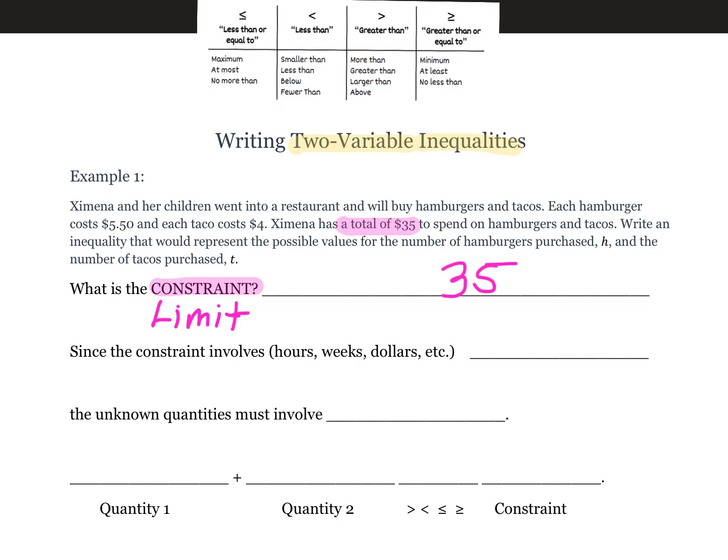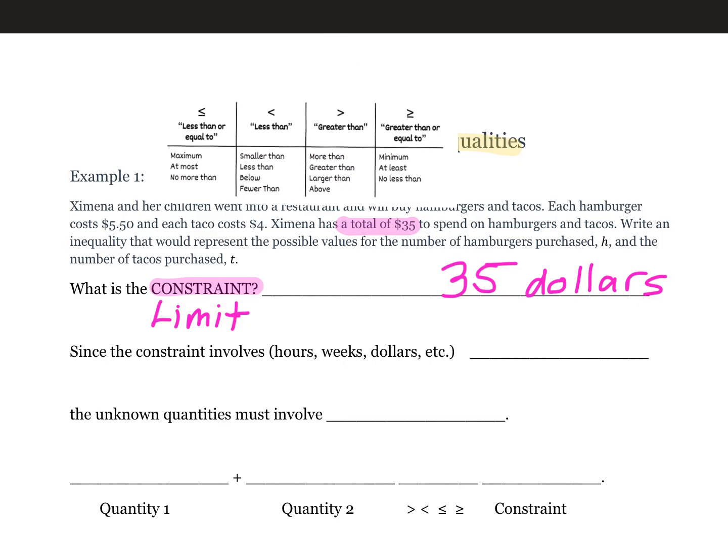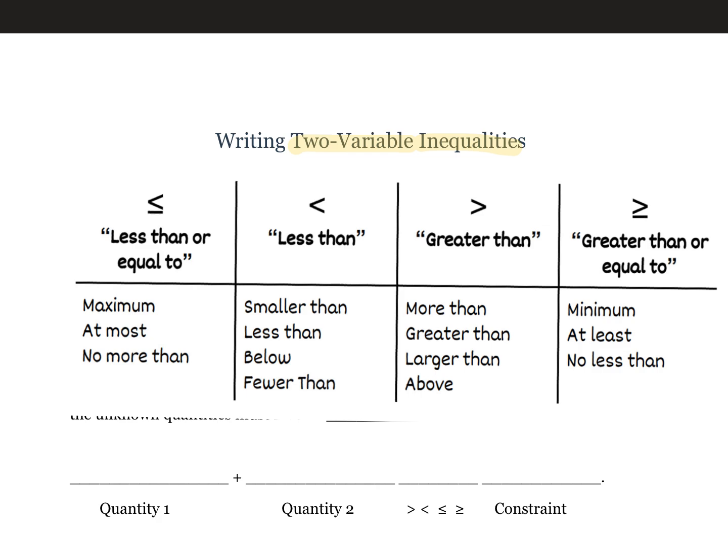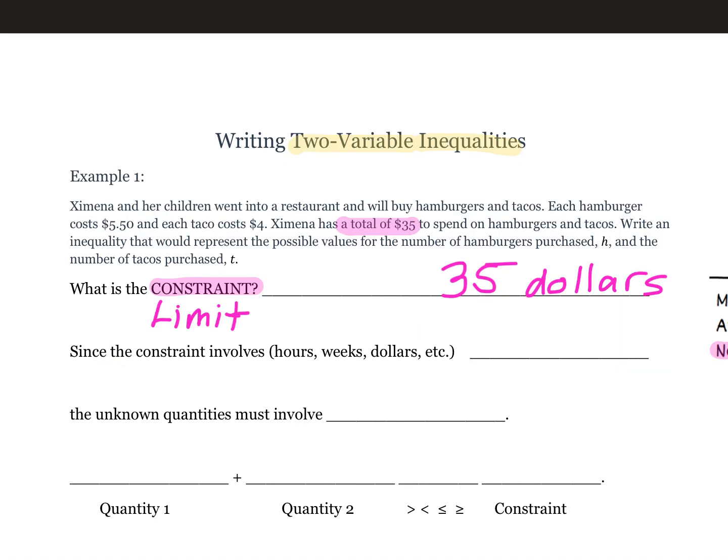$35. And in order for her to stay under her budget, she can't spend more than $35. So if we look at our keyword chart, to stay under budget, she can spend no more than $35, which means we're going to use the less than or equal to symbol. So I'm going to say less than or equal to right here.